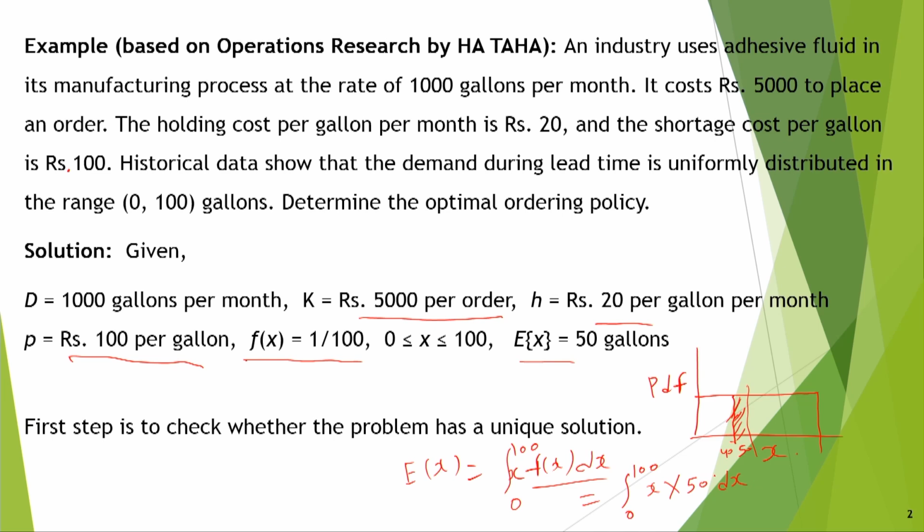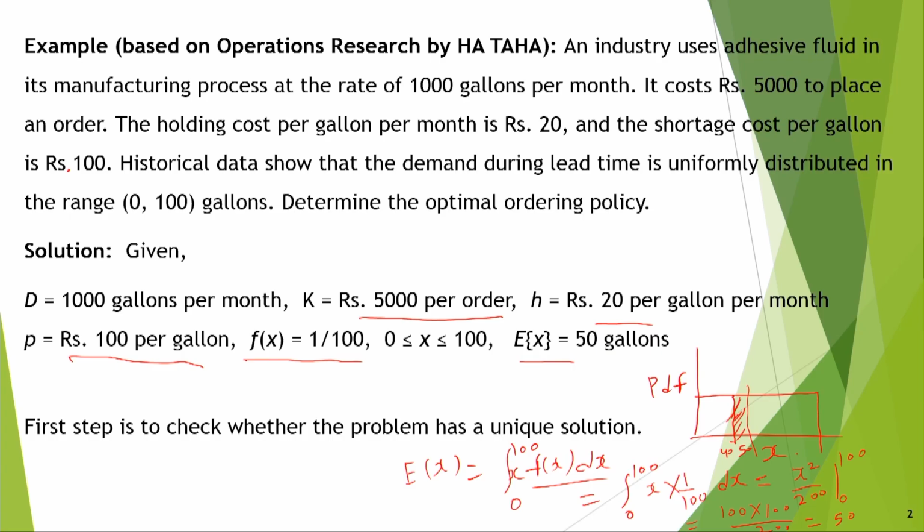Here f(x) is basically 1 by 100. So it is x times 1 by 100, because it is the probability density function into x into dx. If you do this, the integral becomes x square by 2, so x square by 200 rather, and limits are 0 to 100. It becomes 100 into 100 divided by 200, and the other term will be 0. So it comes out to be 50. So 50 gallons is the expected demand.